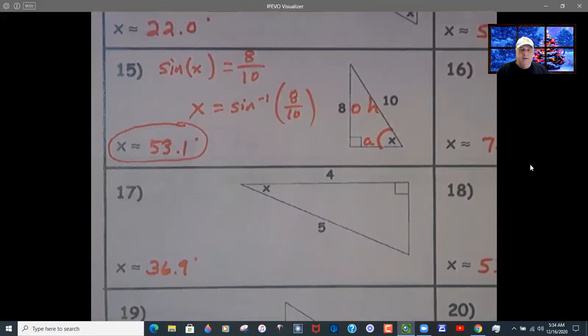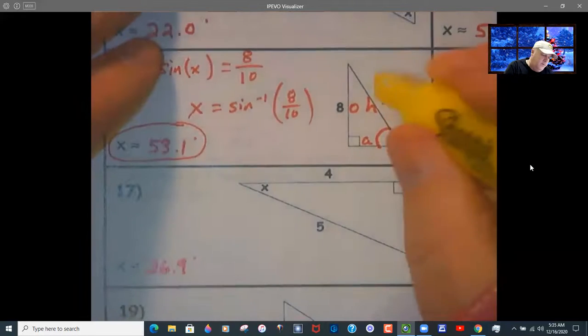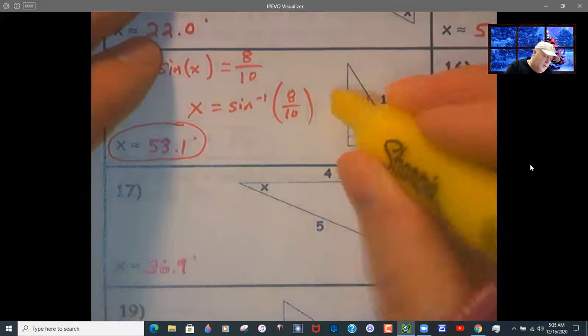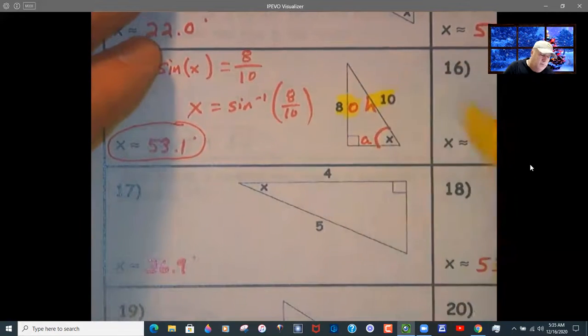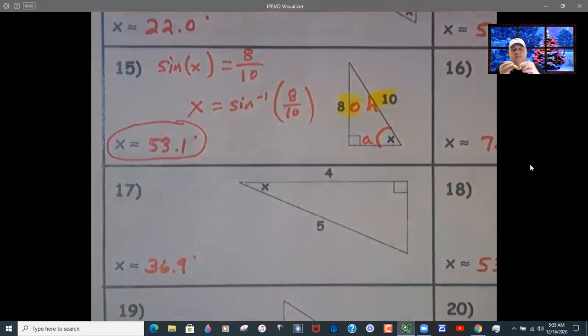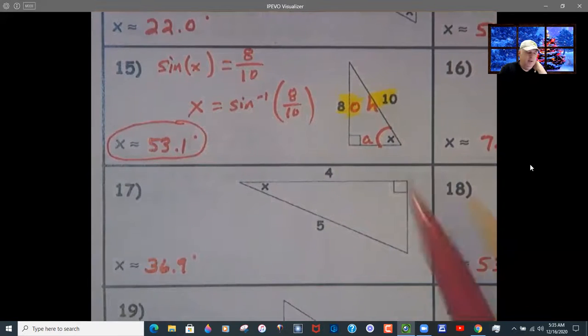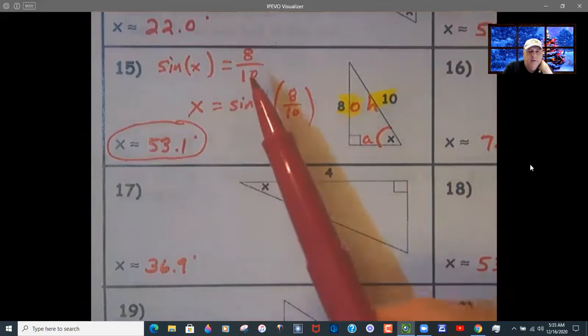And then from there, you label the adjacent, the hypotenuse, the opposite. Notice the two sides that have the labels, opposite and hypotenuse. So that's a sine ratio. The problem is the x is now in the parentheses where the angle goes. Sine x equals 8 over 10.